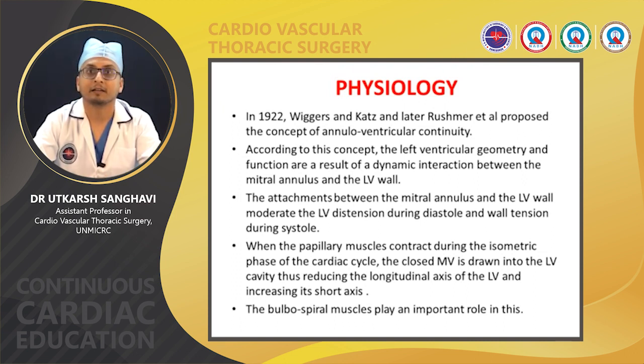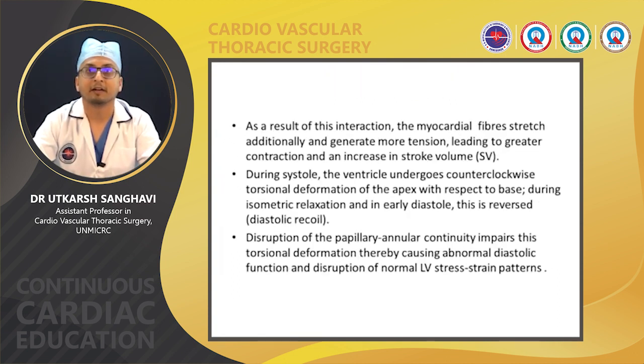When the papillary muscles contract during the isometric phase of the cardiac cycle, the closed mitral valve is drawn downwards into the LV cavity. This reduces the longitudinal axis of the left ventricle and increases its short axis. The bulbospiral muscles play a very important role in this. Because of this interaction, the myocardial fibers stretch additionally and generate more tension, leading to greater contraction and an increase in the stroke volume. During systole, the ventricle undergoes counterclockwise torsional deformation of the apex with respect to the base. During isometric relaxation and in early diastole, this is exactly reversed, so we call it diastolic recoil.